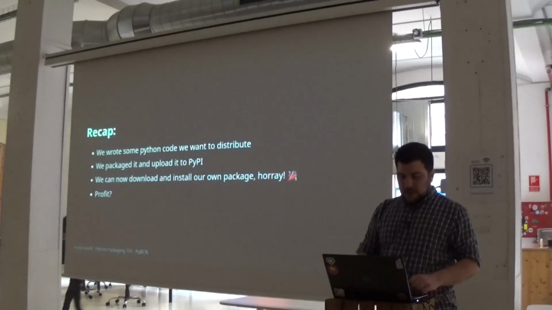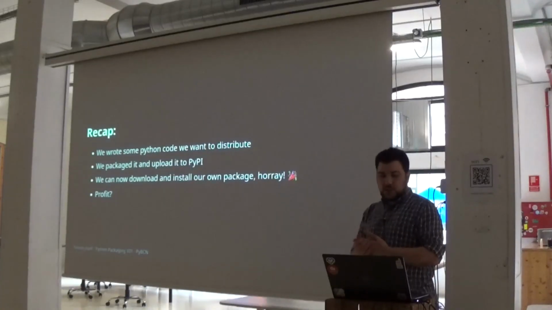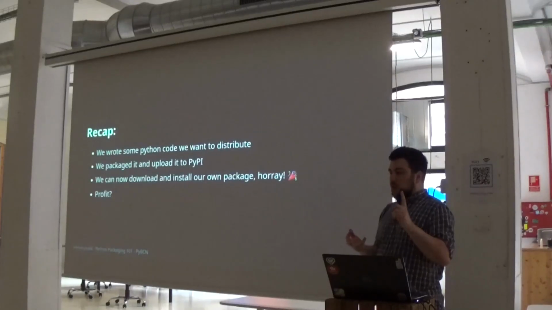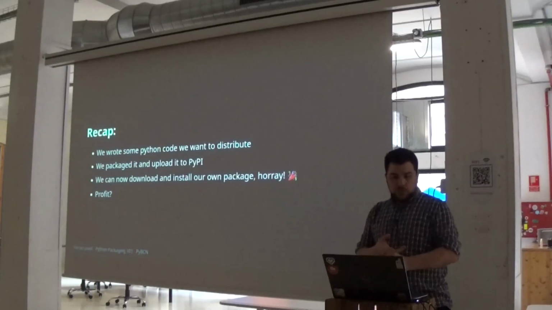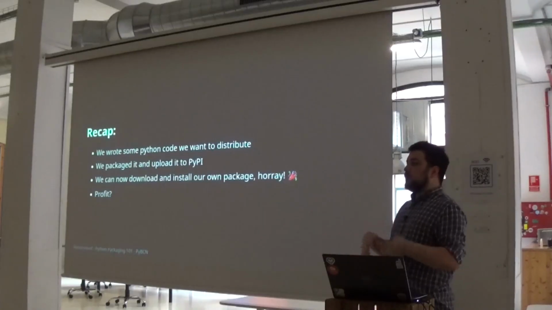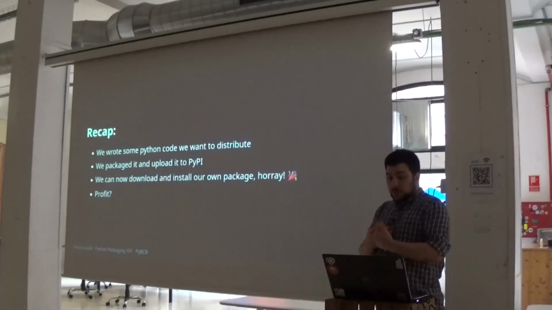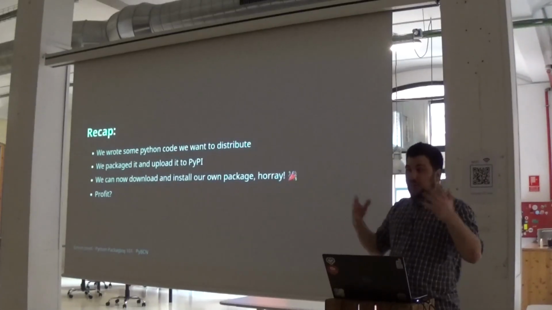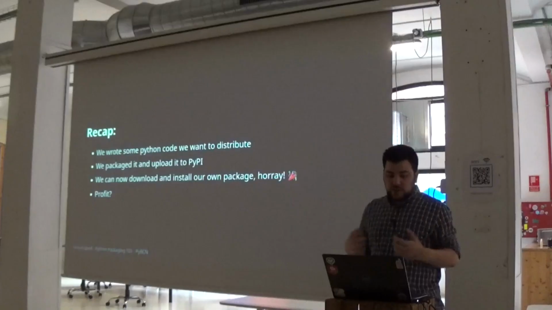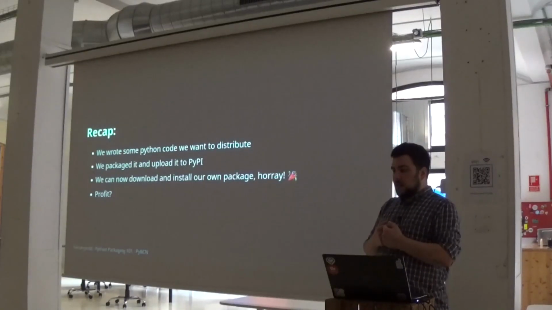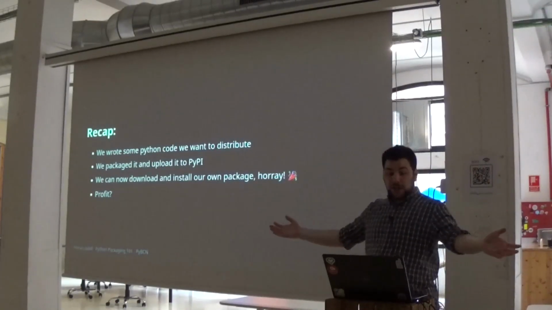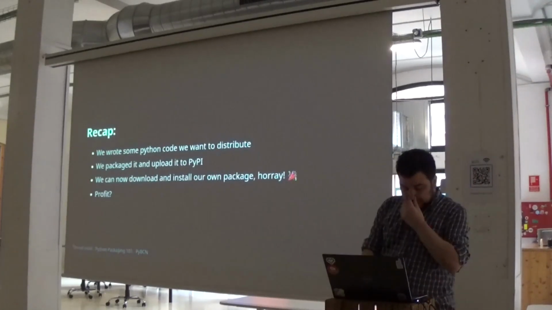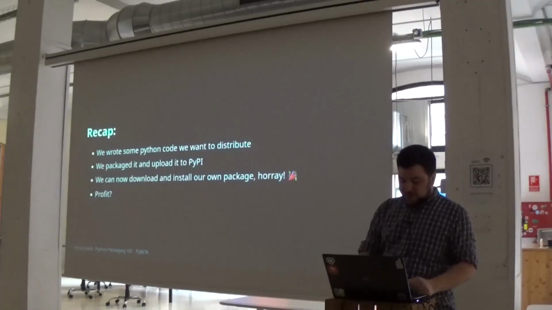So let's recap on what we did. We have some Python code that we want to distribute, and we have tested it. We have written tests. We have checked that it works. So what you have to do is package it with the build tool, and then upload it to PyPI using Twine. And now, if everything is fine, if we didn't get any errors, we can just pip install our package, and we're done here. And yeah, that's great. That's all we wanted to do today.